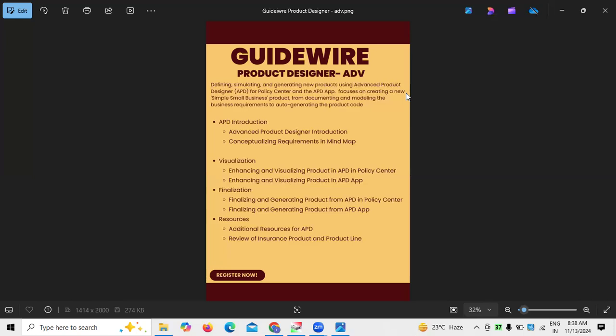Followed by that, we need an understanding of the review of insurance products and product lines, whatever insurance products and product lines we have; everything will be included in this. This is what one should know from the learning perspective of Guidewire Product Designer advanced level, and it is something you must be good with. It is focused towards PolicyCenter, as I stated in the beginning, and I am repeating the same. This is all about that. Okay, thank you.